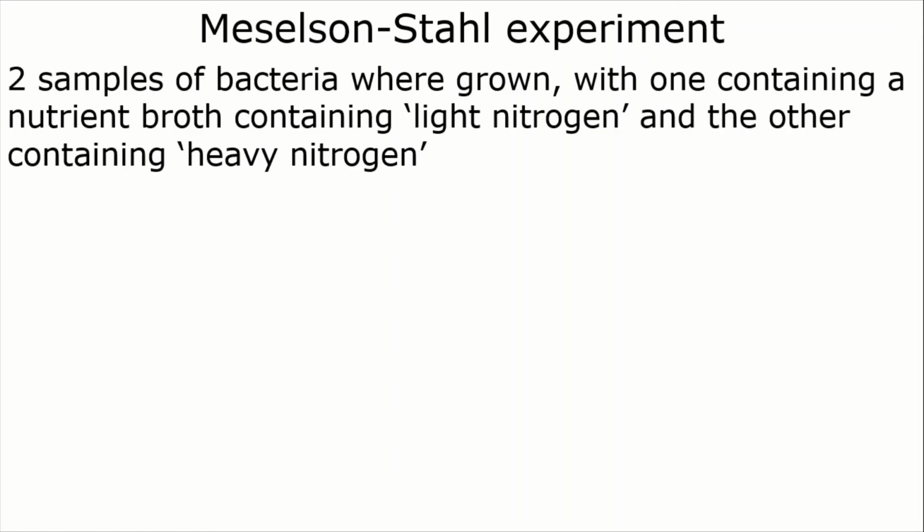But what Meselson and Stahl did was they took 2 samples of bacteria, and these were grown on a nutrient broth. One of these broths contains something called light nitrogen, and the other contains something called heavy nitrogen. Now, light nitrogen is our normal isotope of nitrogen. So nitrogen is an atom with 7 protons and 7 neutrons, and this is known as nitrogen 14 because it has a mass number of 14.